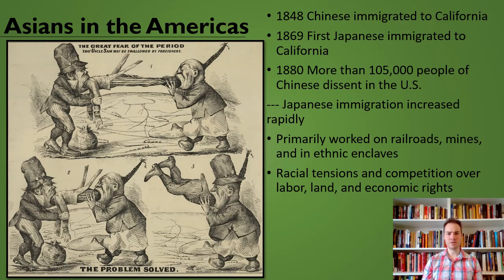So here's a political cartoon, the great fear of the period. That's Uncle Sam being eaten. On one side, he's being eaten by the Irish. On the other side, he's being eaten by the Chinese. The problem eventually gets solved when the Chinese just eat everybody. So the sort of racist imagination at the time was that the Chinese were coming too fast. They were simply going to outbreed white Americans, and that the West Coast would at some point just be filled with Chinese, and then eventually the Chinese would just take over.